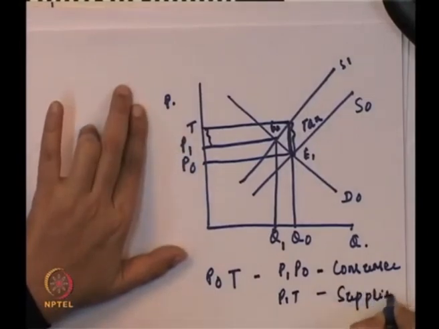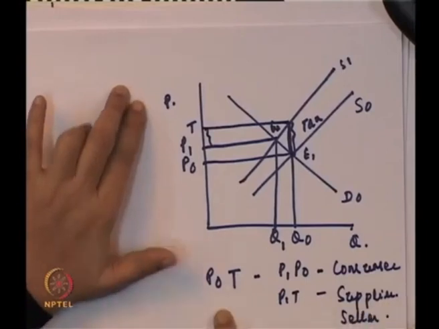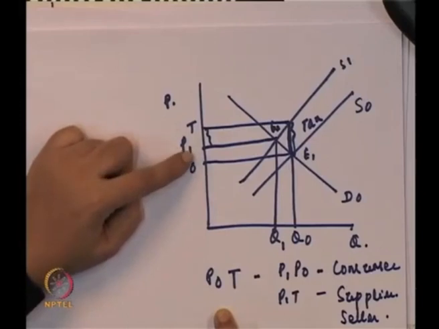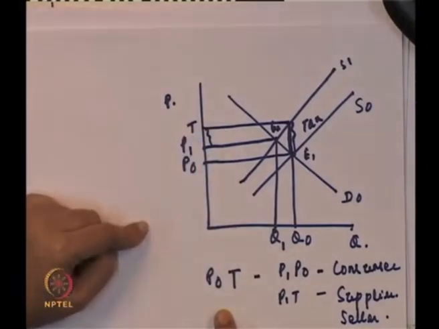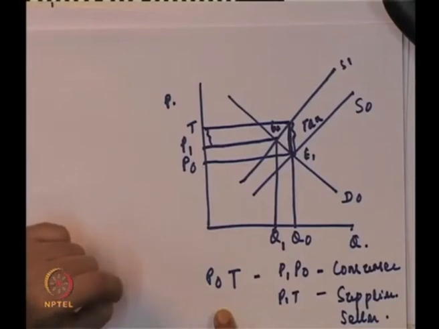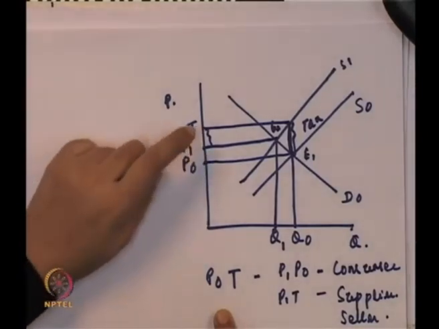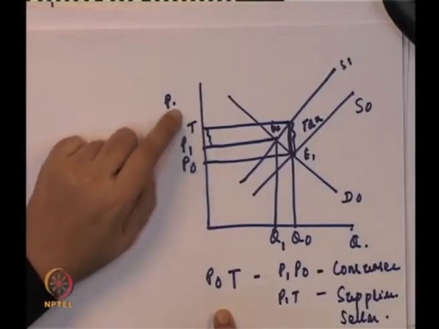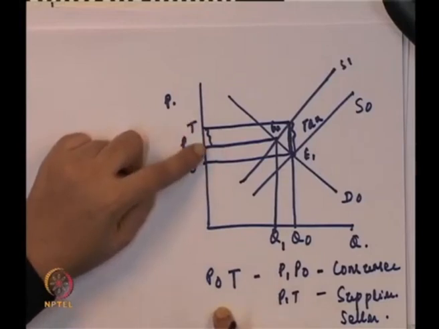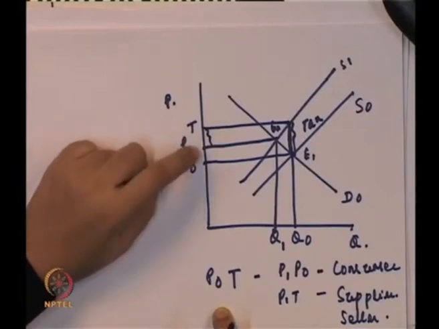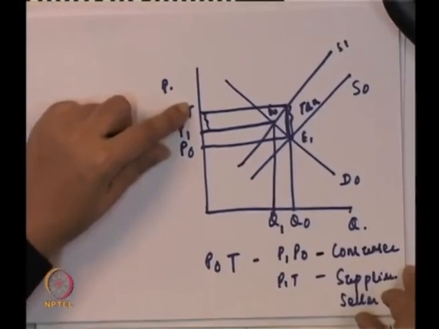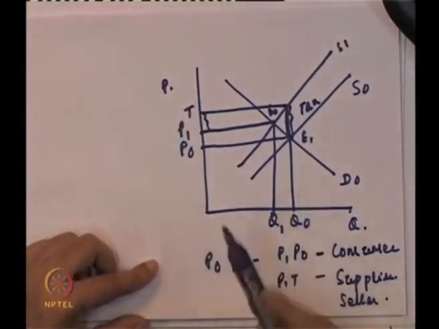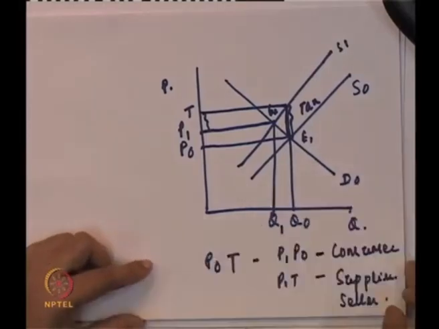So, supplier or seller. Imposition of tax leads to a shift in the supply, decreasing the quantity, increasing the price, but the increase in the price is not equal to the amount of tax being imposed. So, there is some amount left from the tax amount, that is P1 T. So, the tax burden is shared by both the consumer and the producer. P0 P1 is paid by the consumer in terms of the increase in the price, and P1 T is paid by the seller or the supplier, because partly it has to be shared by both the producer and the consumer.